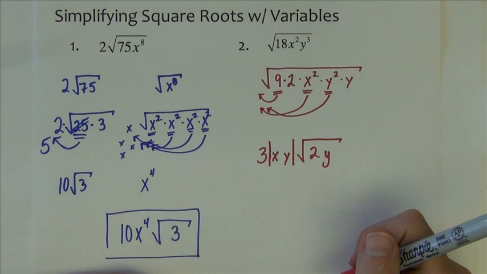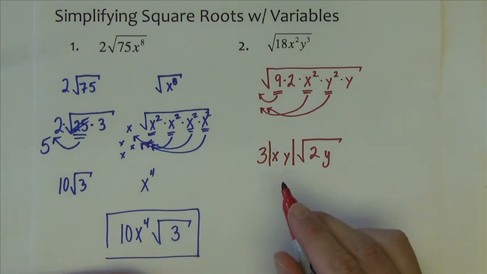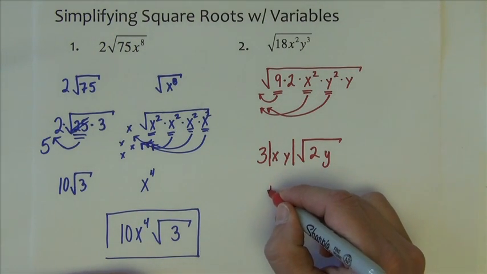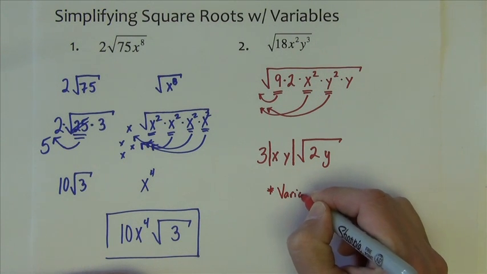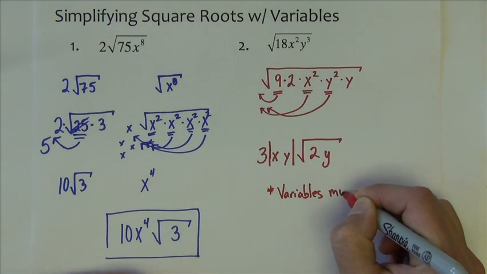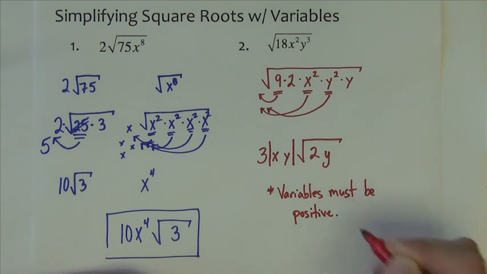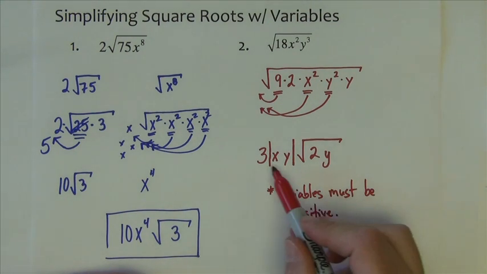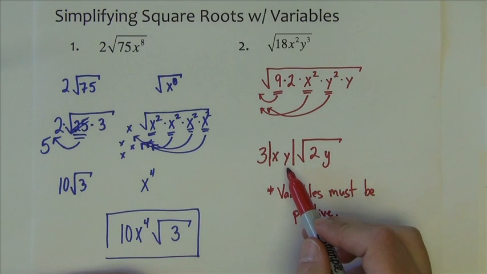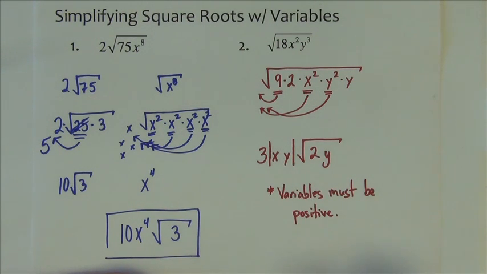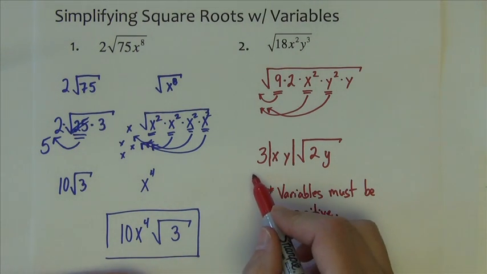I'm going to add absolute value bars around the x and the y. The reason I add absolute value bars around the x and the y is because the variables must be positive. We know that we cannot take the square root of a negative number. Therefore, the principal root of the variable that came out has got to be a positive number. Since x or y respectively can represent both positive and negative numbers, I use the absolute value bars to force them to be positive. So now this is finished.